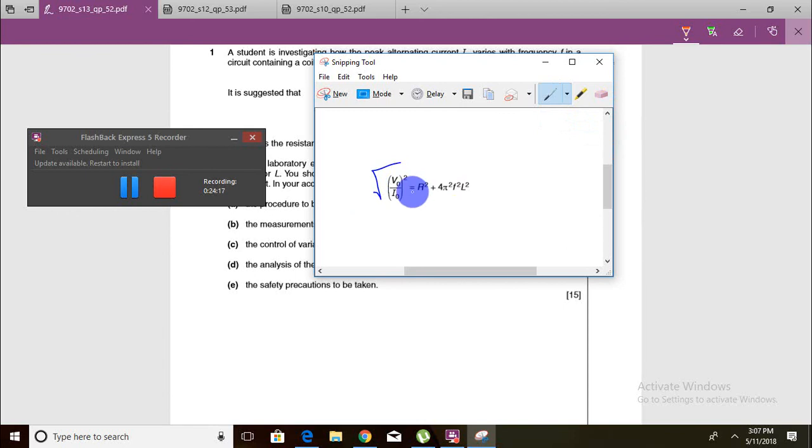So this and this. What are we going to get? We're going to get v naught over I naught is equal to r plus 2 pi f L. So it's v naught over I naught is equal to r plus 2 pi f into capital L. And like I said, if f is to be the independent one, it's going to be on the x-axis. That leaves 2 pi L to be the gradient.